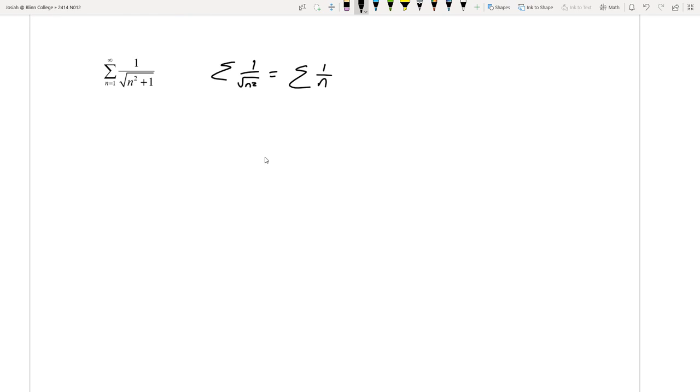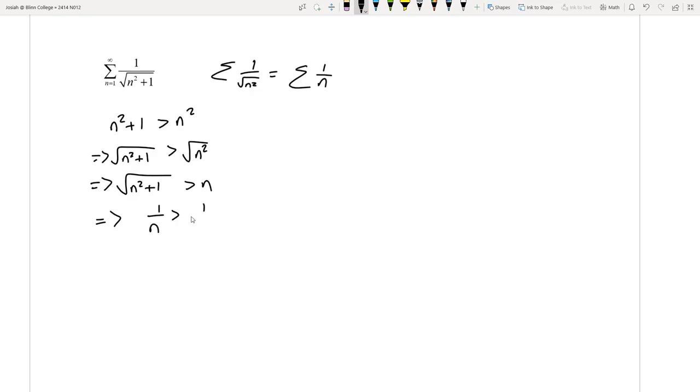Harmonic, there you go. So if that 1 was gone, we could do that. So let's go ahead and give it a shot. n squared plus 1 is certainly greater than n squared. So we take the square roots. When we do that, we get root n squared plus 1 is greater than n. Send these guys to their denominators. Send this guy down here, send this guy down here. We got 1 over n greater than 1 over root n squared plus 1. So divergent series, greater than our series.